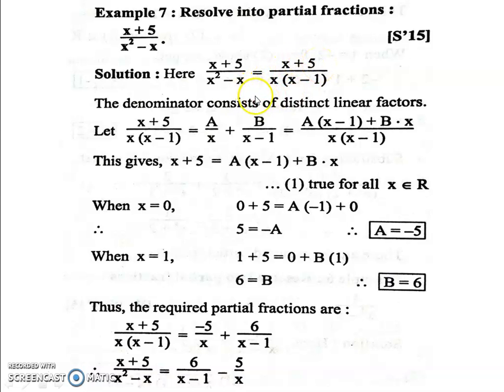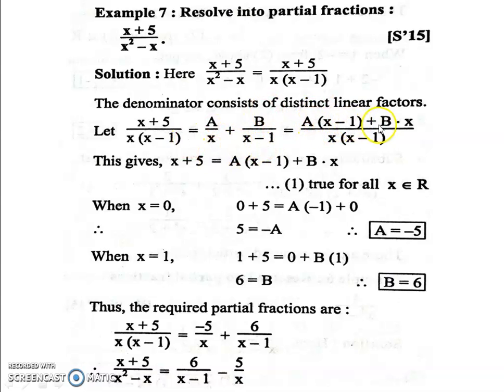the numerator remains the same. We take x common, so x minus 1 is remaining. So x and x minus 1 are also factors, and the denominator consists of distinct linear factors. That's why we take x plus 5 upon x into x minus 1 equal to capital A upon the first factor, x only, so capital A upon x plus capital B upon the second factor x minus 1. We have to take the cross multiplication.